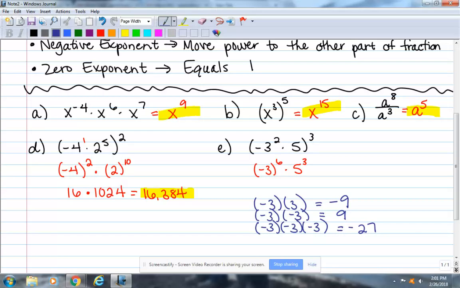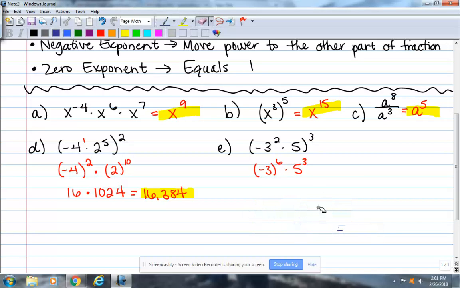Odd makes it negative. Even makes it positive. Good job. See, we reasoned through that. So negative 3 to the 6th power will be a positive what number? Rooftop it for me.